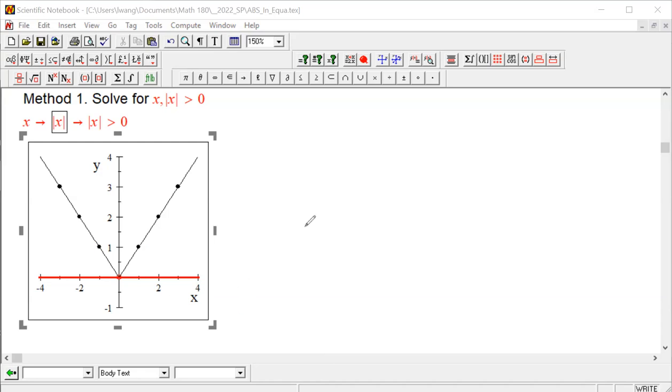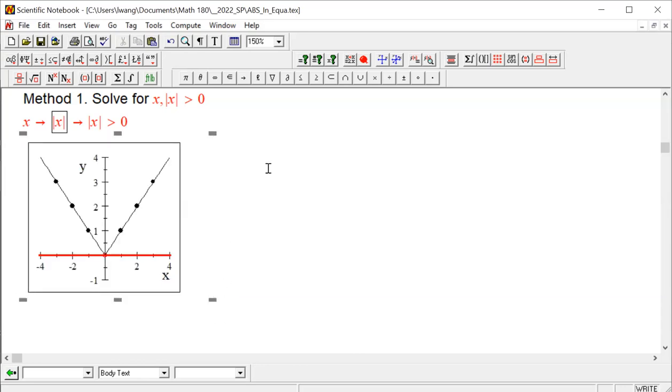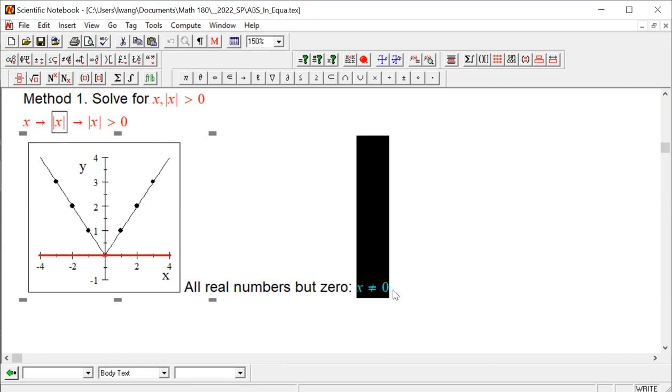How do we express that mathematically? So we have decided that the solution is all real numbers but 0. How do we express that? If the solution is all real numbers but 0, this is how we express it. We express it as x is not equal to 0. So this means all real numbers but 0 is the solution. So this is the expression by exclusion.